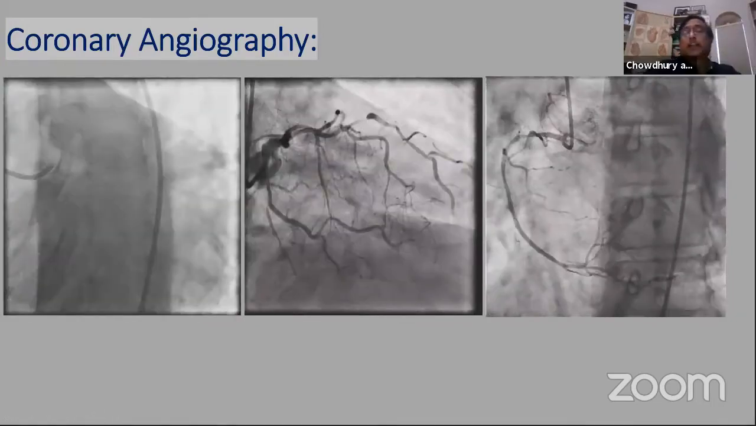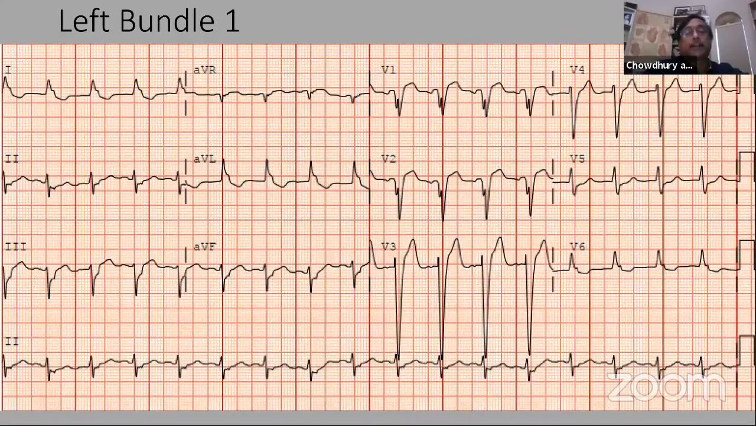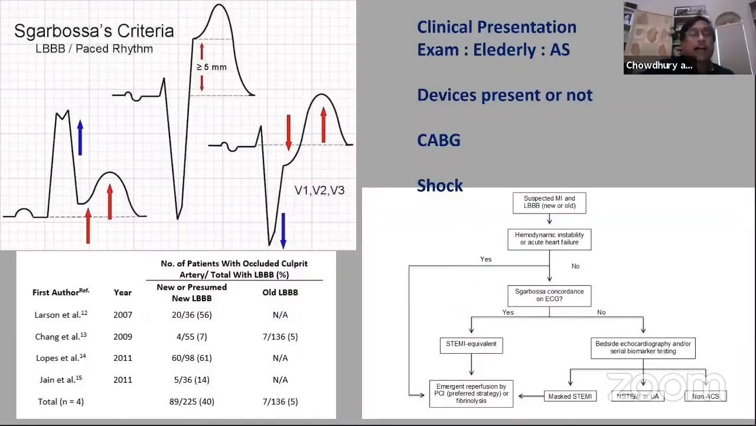So left bundle, we talked about this. It is problematic. It's Sgarbossa, but I just wanted to point out that if you have the Sgarbossa criteria, 1 versus 2 versus all 3, then the specificity actually goes higher. But for practical purposes, I would request you to look at the right side. Look at the right side.